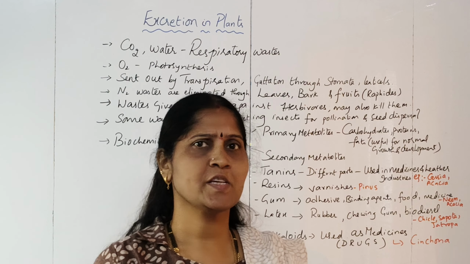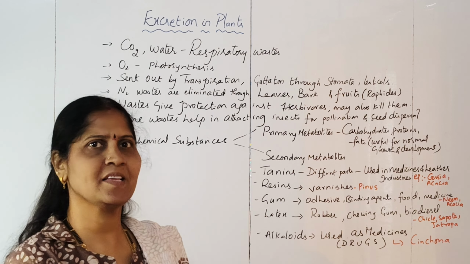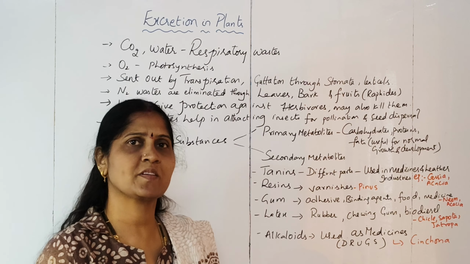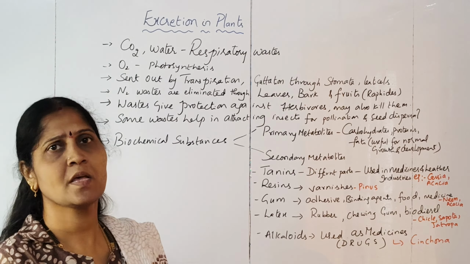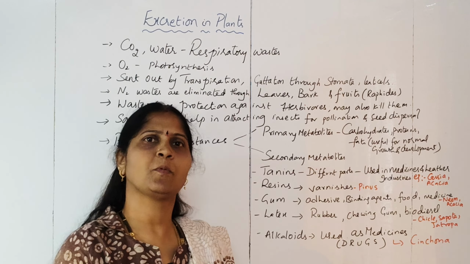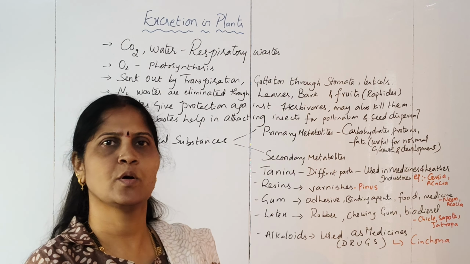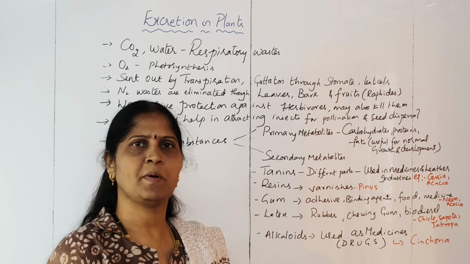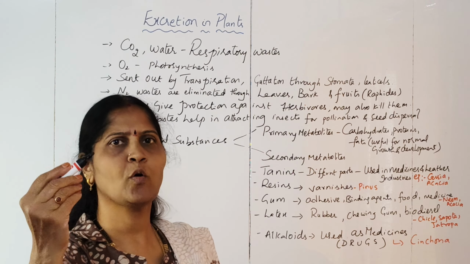You know, plants also excrete like animals. Did you ever realize that? Yes, plants do excrete different types of substances. Some of them are useful to us, some of them are useful to the plants also. So let us see what are all the excretory materials in the case of plants and how they are excreting them out.